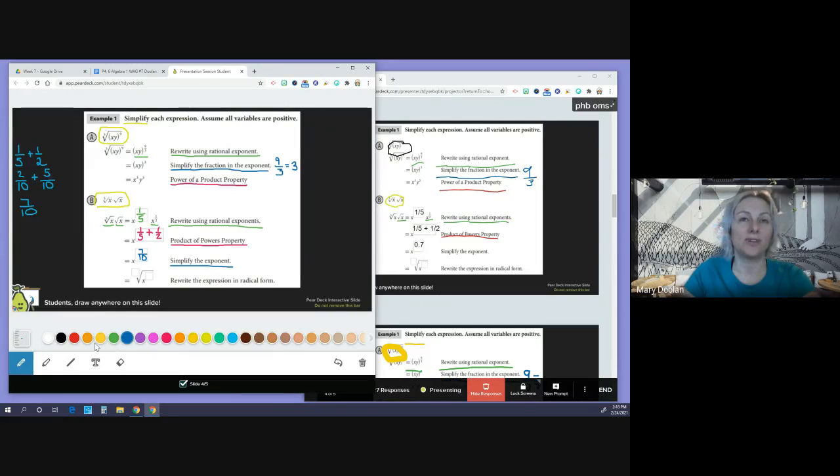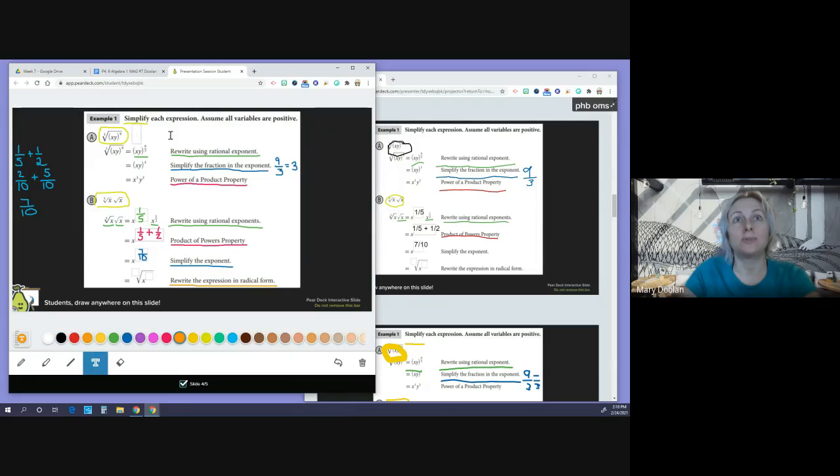Okay, and now we're to the very last part here, which says to rewrite the expression in radical form. And so when we are simplifying an expression, do not leave fractional exponents. Do not leave fractional or rational exponents. Rational, yes, but fractional, no.